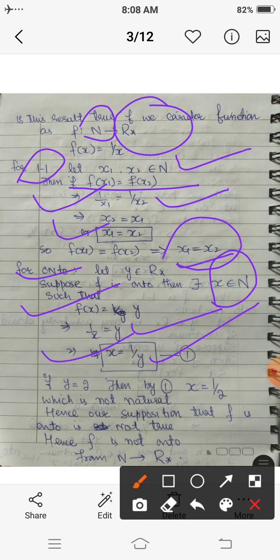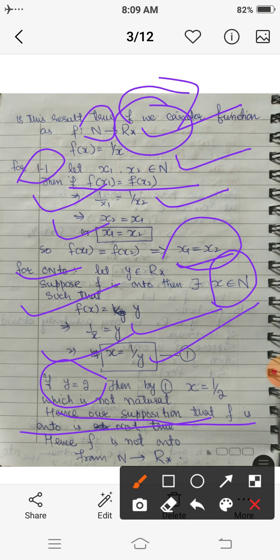Now if y is 2, because y equals 2 belongs to R star, this implies that x is equal to 1 upon 2, which is not natural. So there exists at least one point in this R star, that is 2, which is not mapped to any element of this N, hence this is not onto. So our supposition is wrong, which implies that the function is not onto.